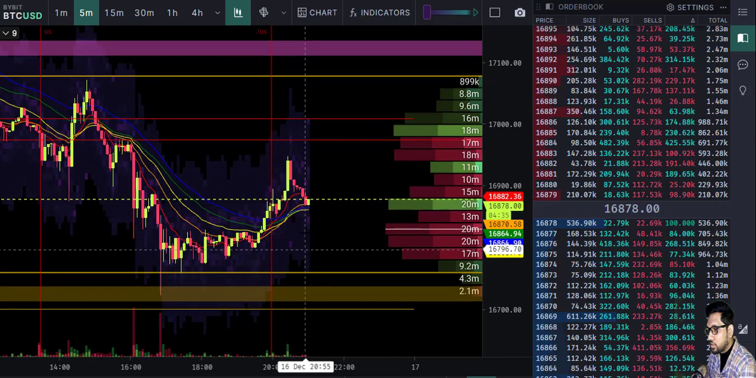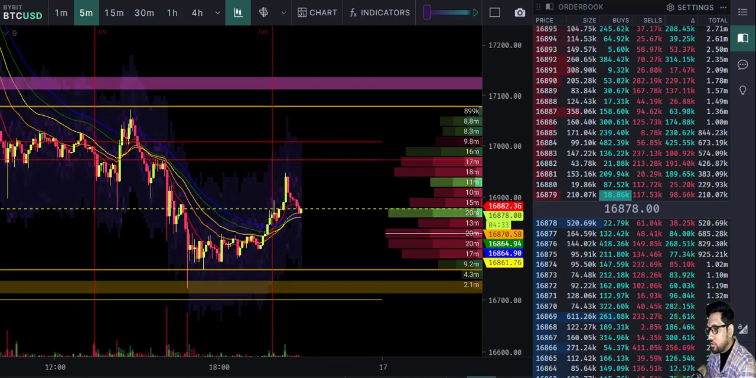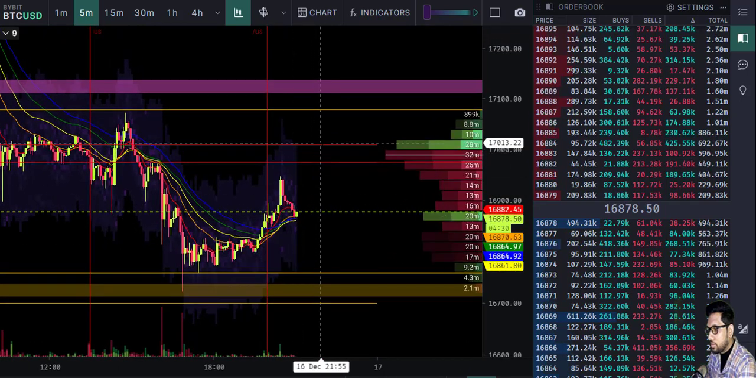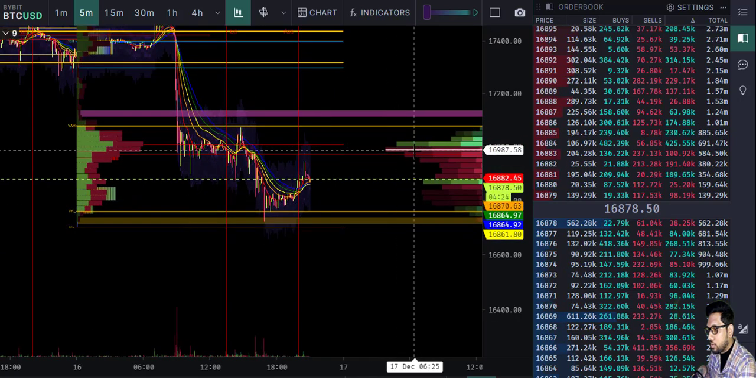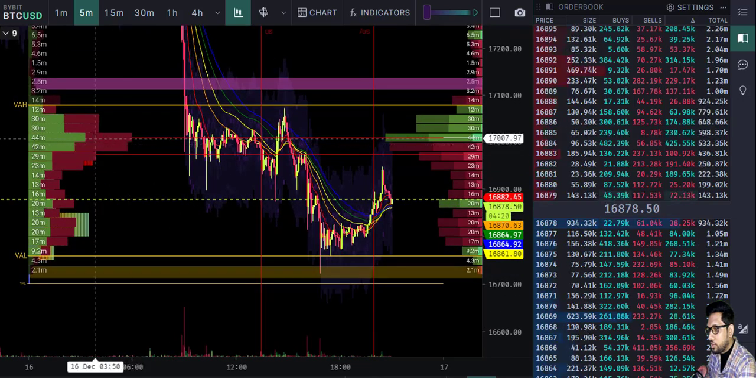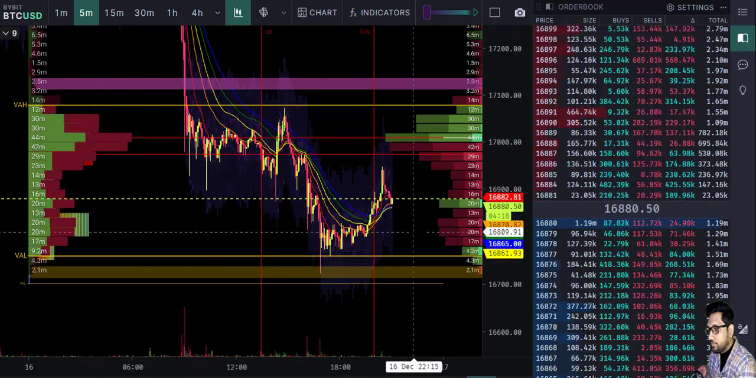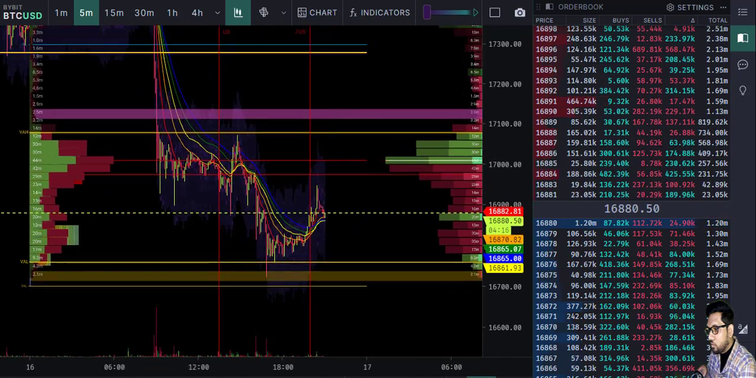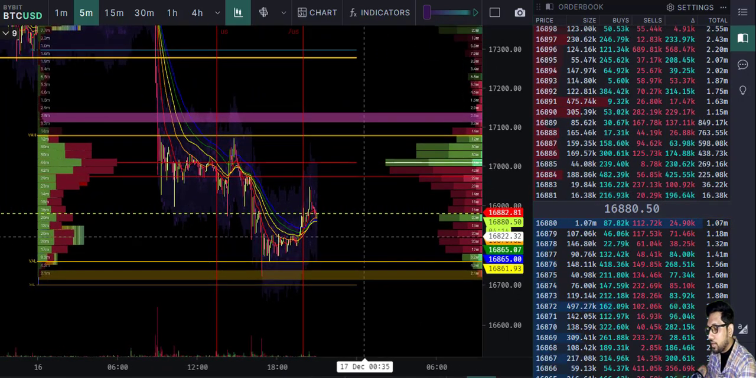If we are to see more upside, this needs to hold here and flip this 17,015 dollars into support. This is the volume POC here, the high volume node of the lower time frame range. As you can see, the lower time frame volume value area low and high here. So we are in this range right now.